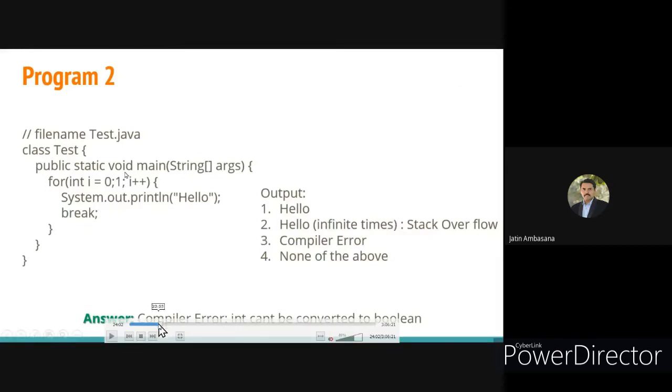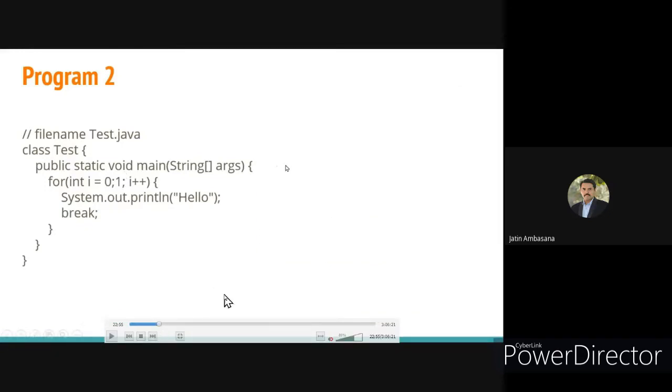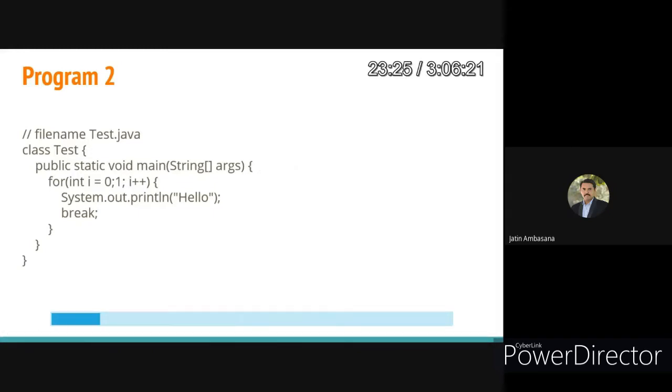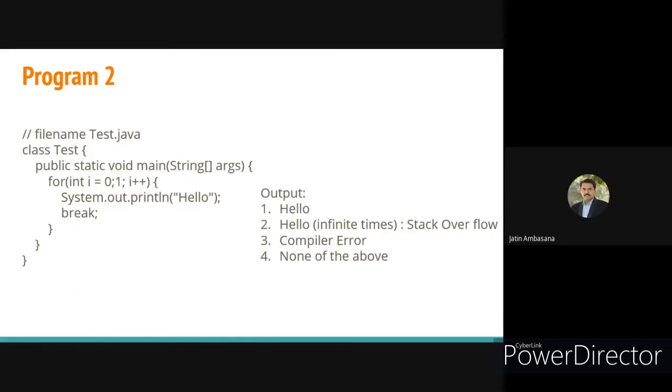Okay, now we have the second question. Check this out. What is this program doing? This program has a main method where it has got a loop which starts from i equal to 0, and inside the condition it is giving 1.